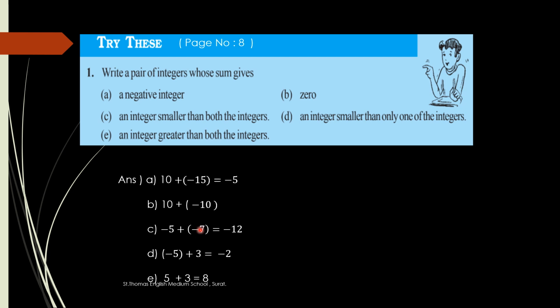Like this, you can find out any pairs. It is not compulsory you have to write the same example from the video, right? You can write your own example in your maths notebook. So try this. You have to write in your maths notebook. Question number D. An integer smaller than only one of the integers. So here they said both the integers. Here they said only one of the integers. So you can take any two integers, but the sum should be smaller than any one of the integers.